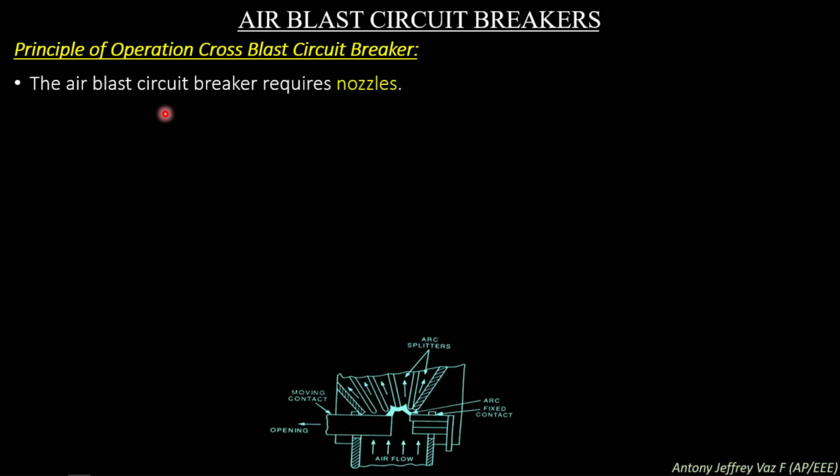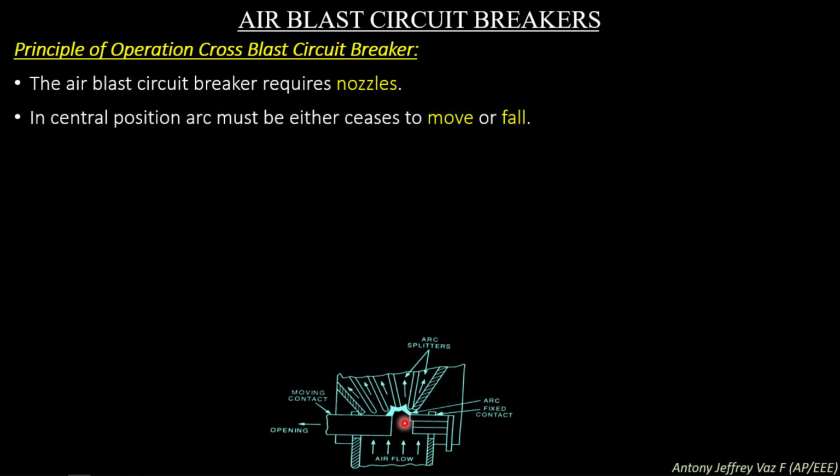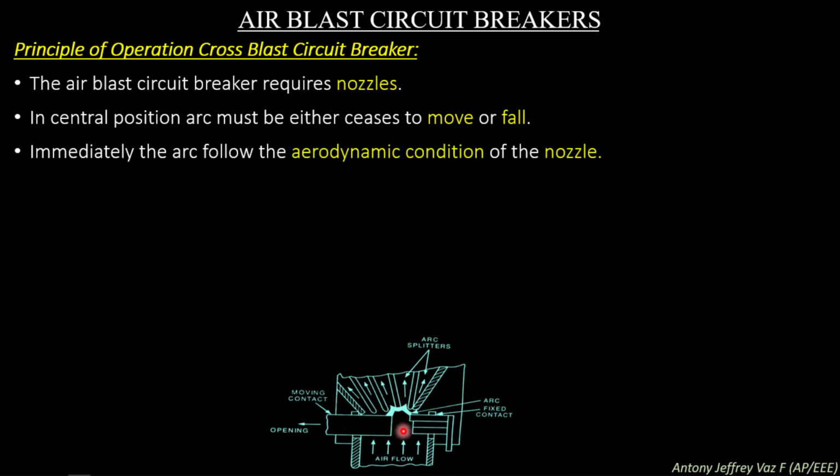Principle of operation. Air blast circuit breakers require nozzles. So the air flow which is present at right angles to the arc requires nozzles which will help to blow the arc at 90° to the air. In the central position, the arc must either cease to move or fall. So at the center of the two contact plates, the arc will move towards the arc splitter plates or it will fall behind the air.